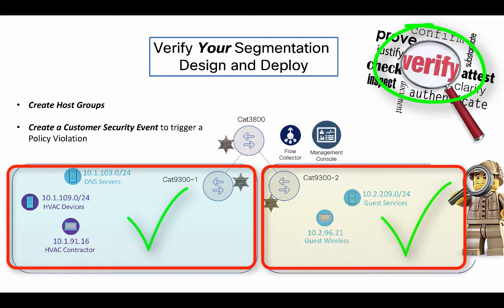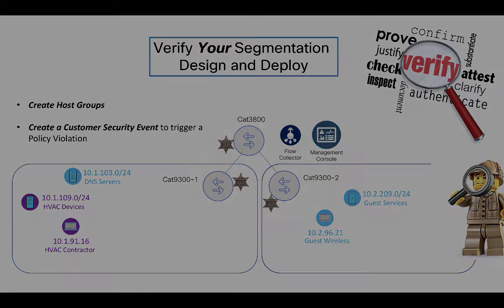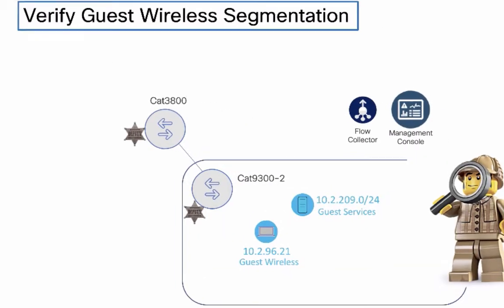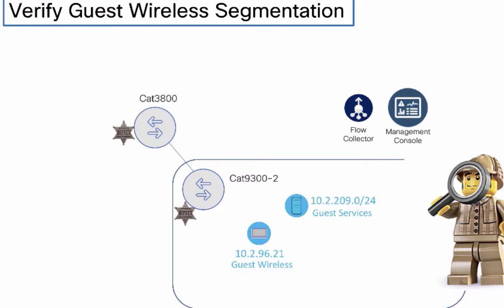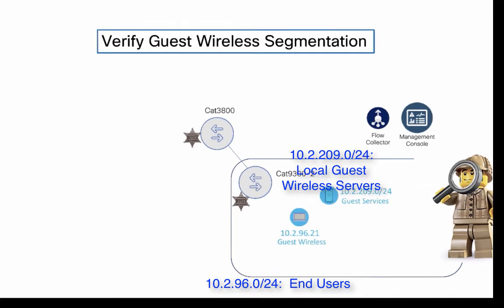segments that you built. We're going to first look at the guest wireless, and in the guest wireless, we're going to actually create host groups, and together we will create the custom security event that will trigger the policy violation. So we're going to pretend that we are deploying new guest wireless services in our environment. The end users will be at 10.2.96, and the servers that we're going to be providing to our local guest wireless users will be on 10.2.209.